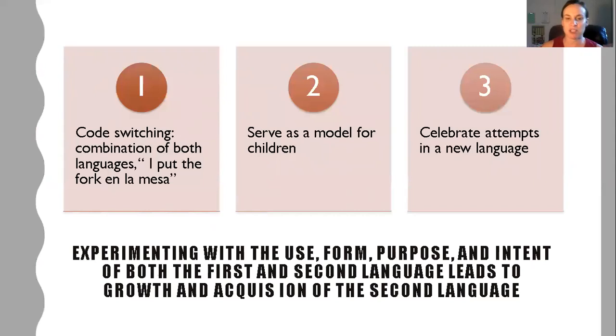So we're experimenting with use, form, purpose, and intent. So when you're first learning a language, you are learning and growing in acquisition in your second language, and so you're going to change things. You're going to need to use form and purpose and intent, and a lot of this comes down to code switching. So it's kind of how you use both languages.